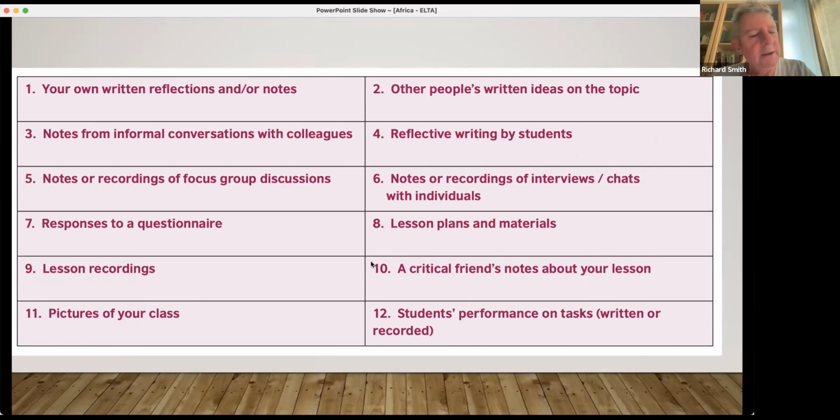I'm thinking of more like maybe number 9, perhaps, but yeah, maybe if it's a video recording. It's very difficult to get a video of the whole class. I would suggest, if possible, number 10, because getting somebody to observe your class, a friend, if possible, just to see which students are speaking English, which students are not speaking English.